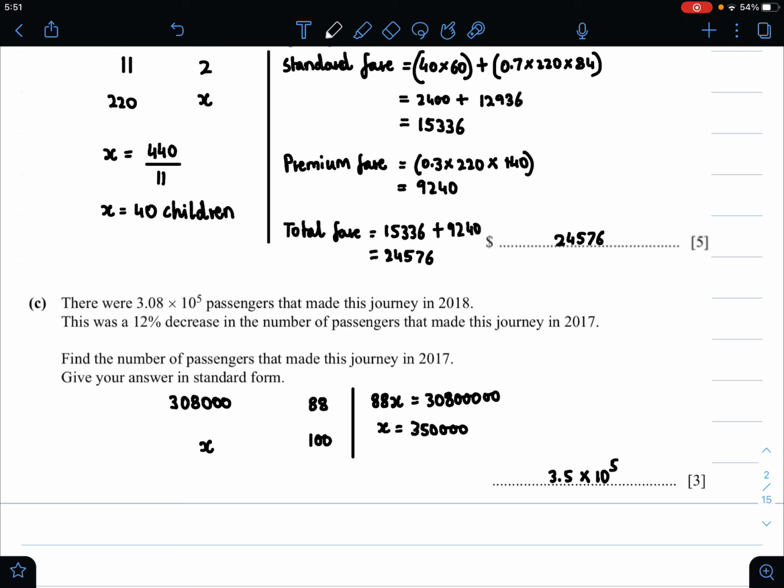Now, this is because standard form is written in the form a point the rest of the number multiplied by 10 raised to n. Now, the n represents the amount of times you need to move your decimal to the right or the left to reach your original number. And a cannot be 0, and a has to be between 1 to 9. So we have achieved all three rules of standard form, and therefore this will be our final answer for part C of this question.